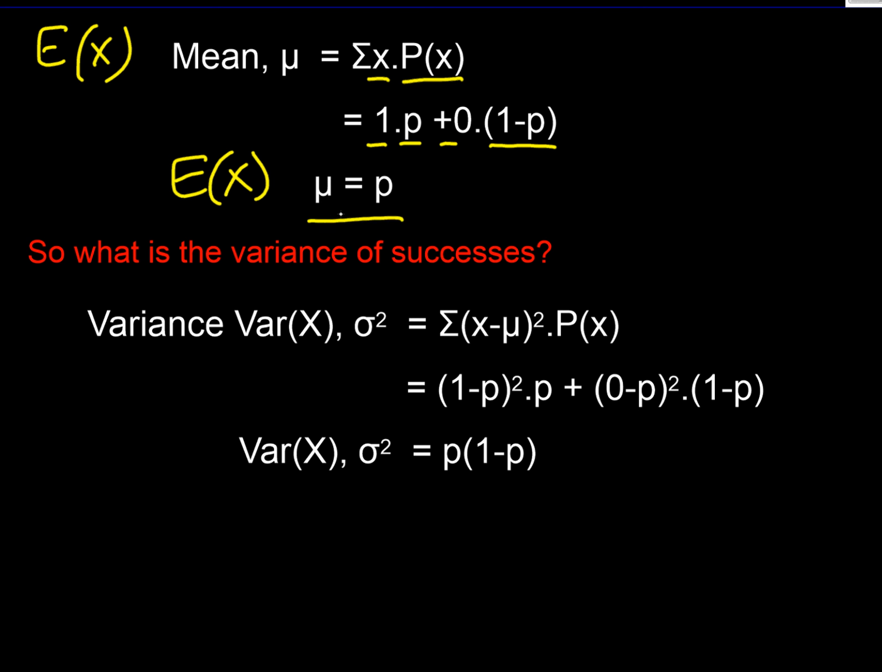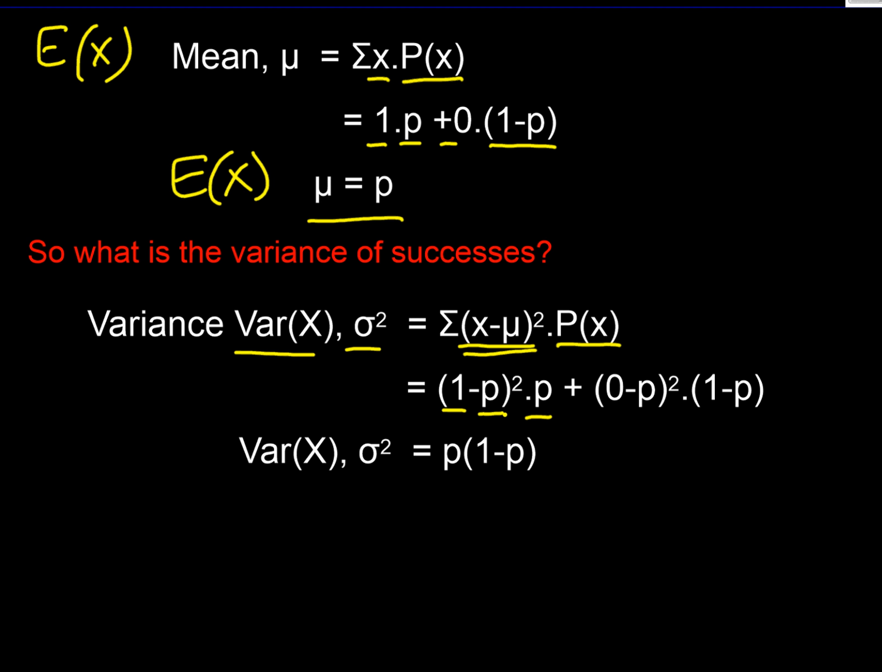Okay, next part, the variance of the number of successes, sigma squared. The standard formula is the distance from the mean, squared. So there's our difference from the mean, all squared, multiplied by the probability. So if I've got a successful outcome, my X is 1, my mean we found earlier is P, and we square that and multiply it by the probability P.